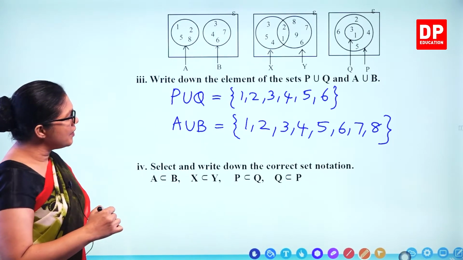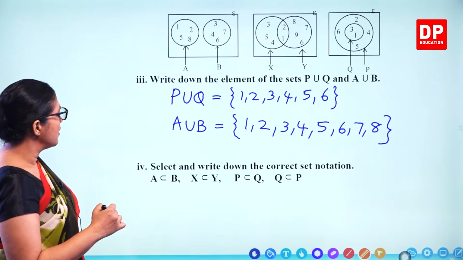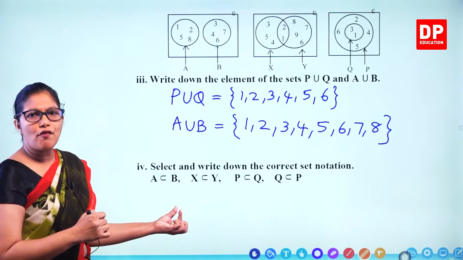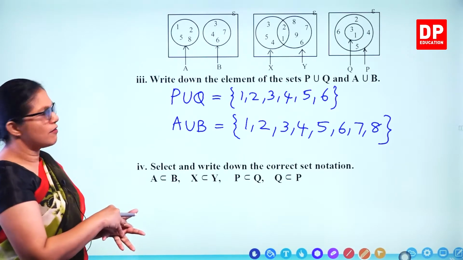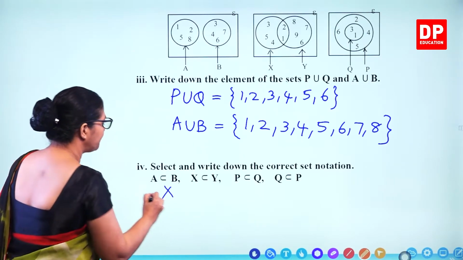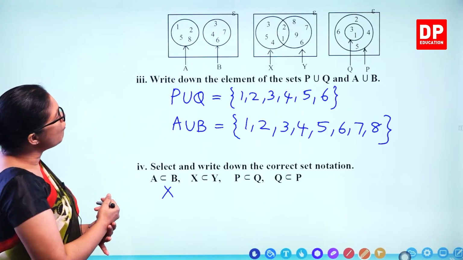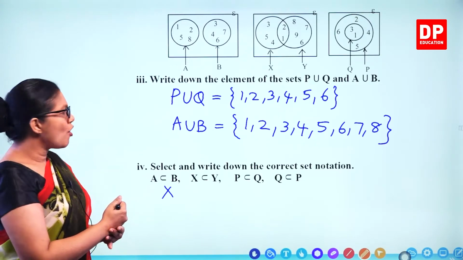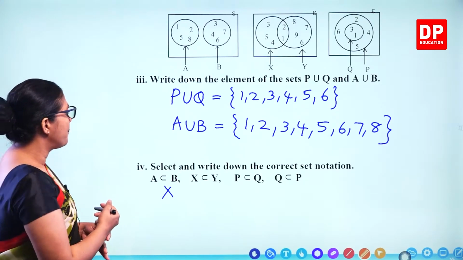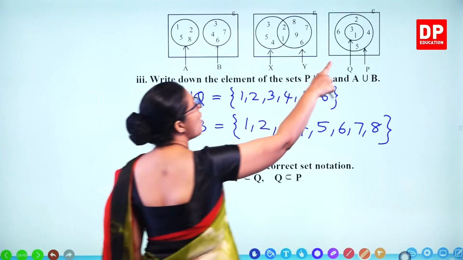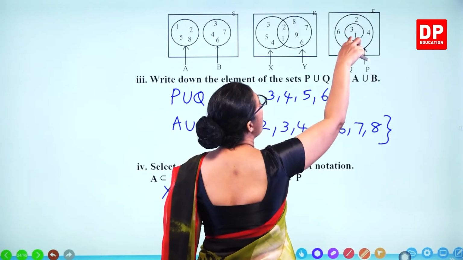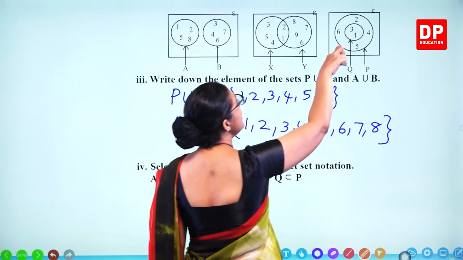Select and write down the correct set notation. A is a subset of B. That means the whole of set A should be inside B. It's not there, so this is wrong. X is a subset of Y: all elements are not in Y. P is a subset of Q: P is outside, that's wrong. All elements in P are not in Q.